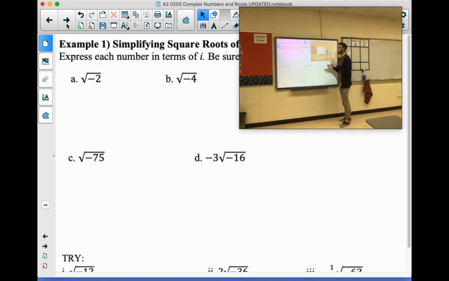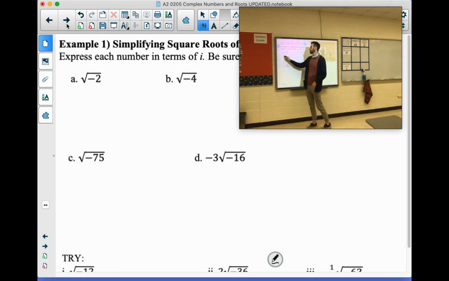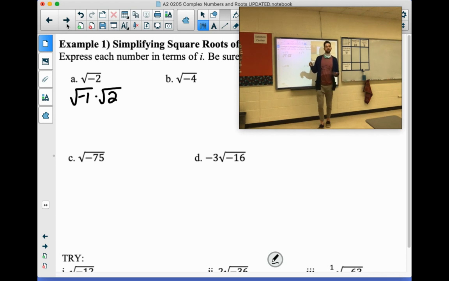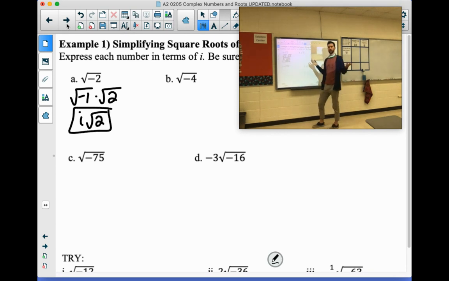So let's check this out. Square root of -2. You can't do it, usually. But we can break this up into the square root of -1 times the square root of 2. And with what we know now, the square root of -1 is equal to I times the square root of 2. It just becomes I root 2. Great, delightful.